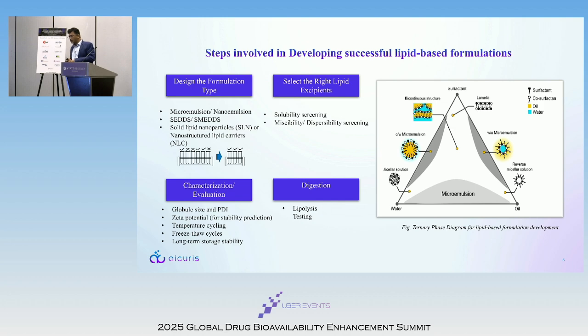In terms of characterization and evaluation, then certainly you want to understand the globule size, polydispersity index, zeta potential, whether your formulation is stable to the freeze-thaw cycling, and whether there are any long-term stability issues. This is something important. And then digestion is also something important. There we have the in vitro lipolysis test. That really helps to understand, without going for in vivo studies, how the given system is going to behave when it is given by the oral route.